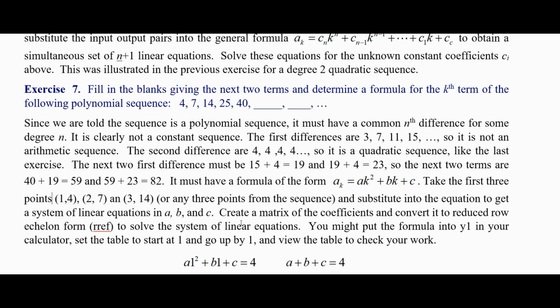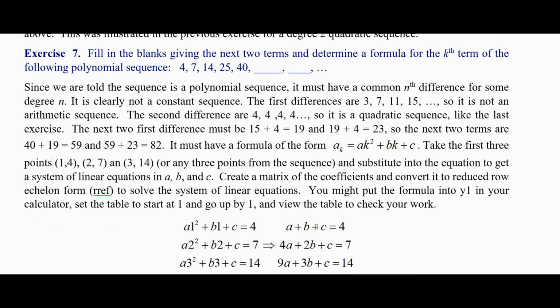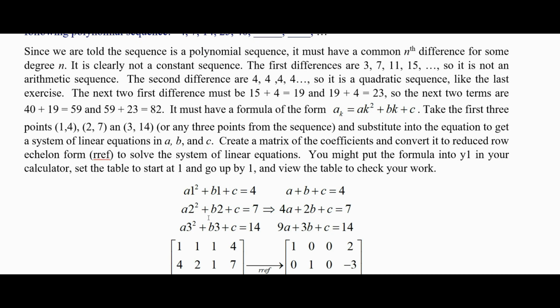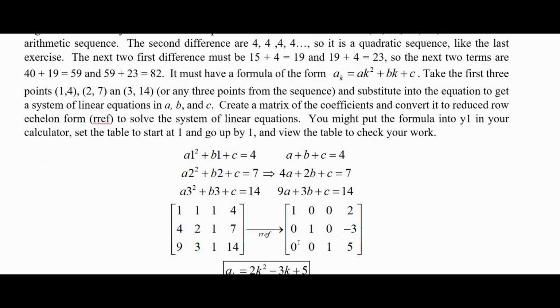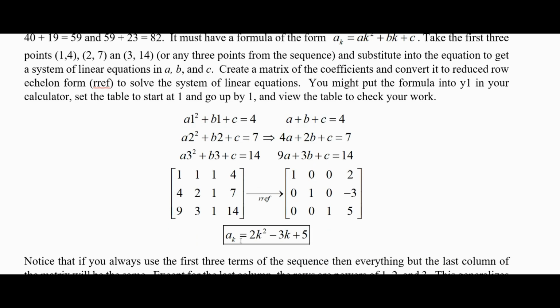And you might check it by putting the formula you get into Y1 on your calculator, set the table start at 1, go up by 1, and view the table to check your work. So here's the basic setup here. Notice the first part of this is the same as the last example, and these are our points here, 4, 7, and 14. Our calculator returned this when I did it on a calculator. So there's your A, B, and C. And so the formula is a sub k is 2k squared minus 3k plus 5.